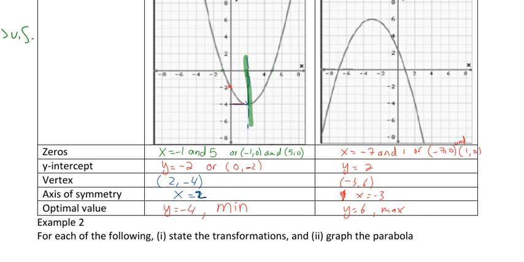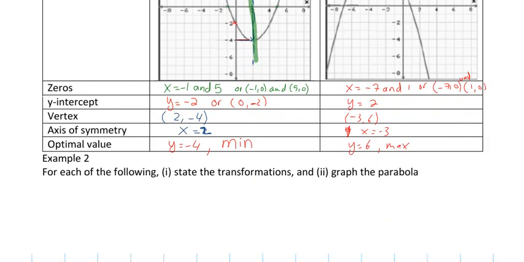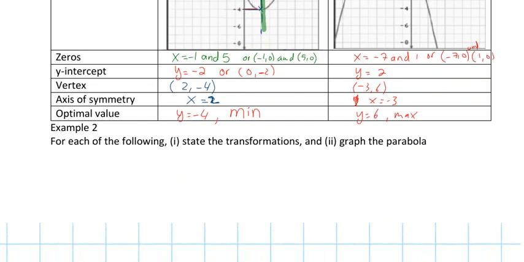All right, can I have your attention here? For example 2, on the next one, you have to state the transformation and graph. You're going to see this question coming up too often: state the transformation and then graph. State the transformation means you have to tell me what's happening to your graph. So, here are your 2 questions.